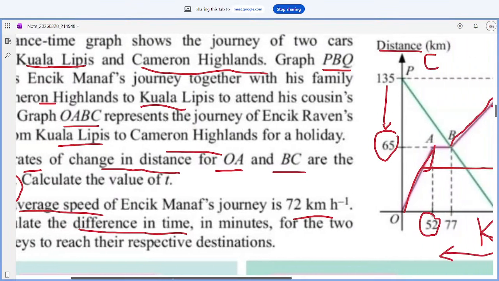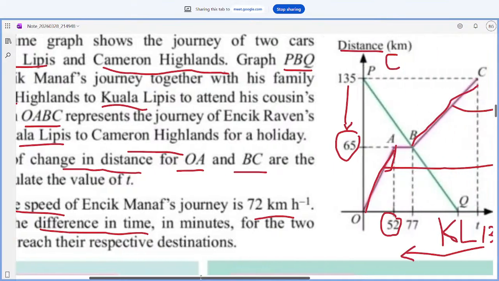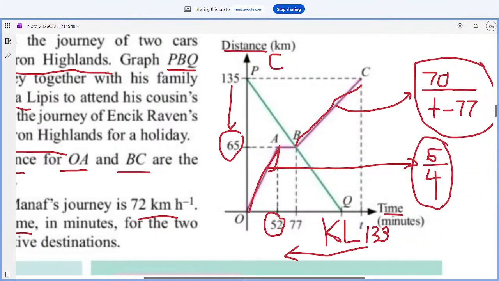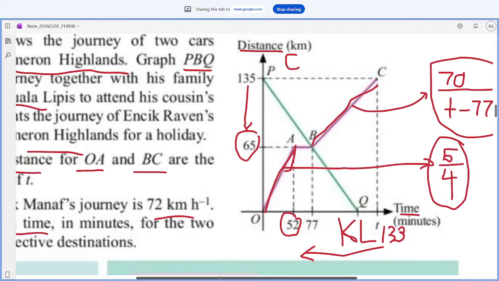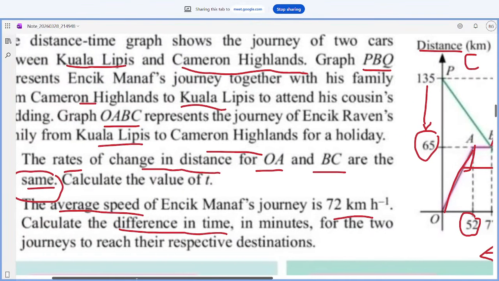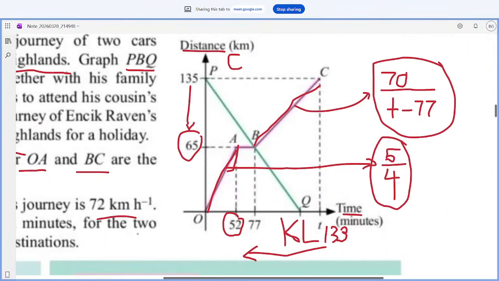So Cameron Highlands to Kuala Lipis. Guys, how to start? How do you know the difference in time? Any idea? First, you need to see this one. You need to know this value, because this is from Cameron to Kuala Lipis, right? So how do you find this value over here? Anyone? Think and see. How do I get that answer?